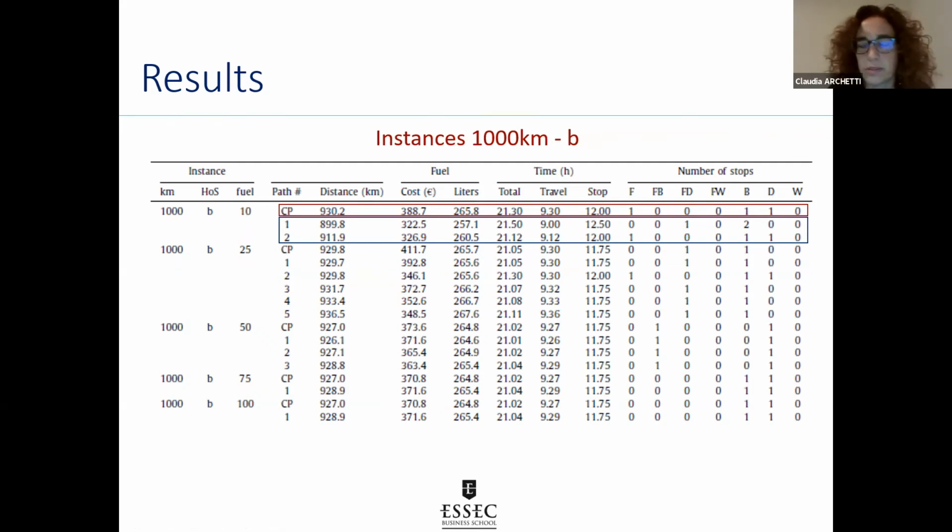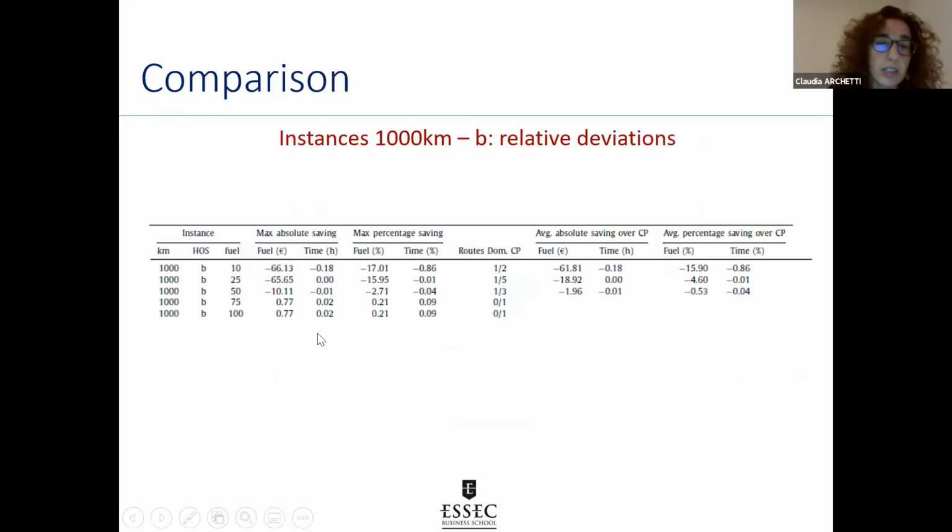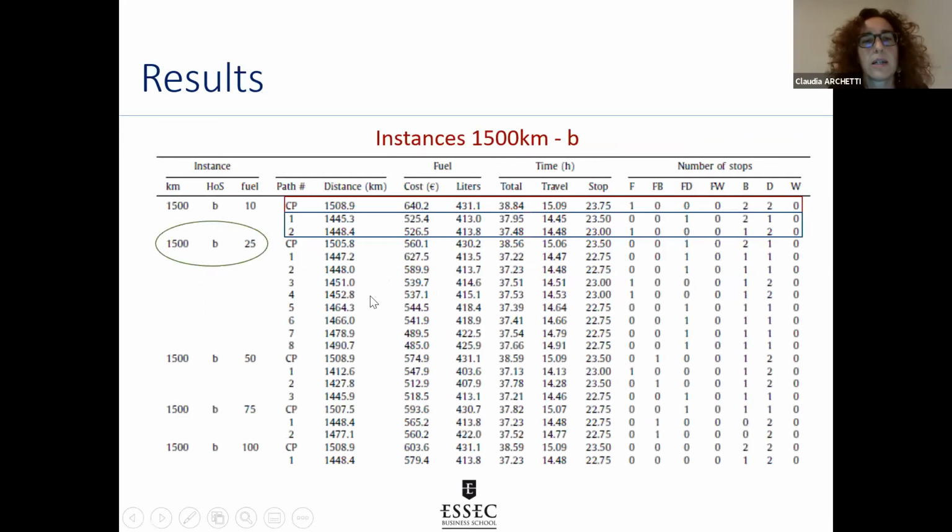So I will not spend time on that because I would like to leave some minutes also for the questions. But just when looking at the savings with respect to the current practice, we see that on the 1,000 instance, the savings are much fewer with respect to the 500 kilometer instance, but still they are quite substantial, especially in terms of fuel cost. And something similar happens for the 1,500 kilometers instance. The situation is very similar with respect to the two former cases.